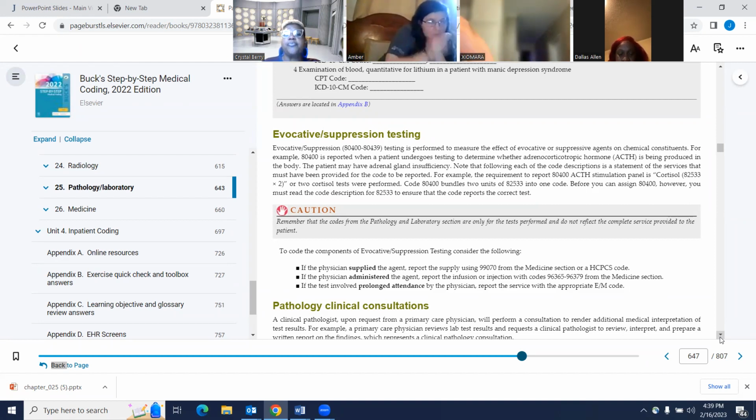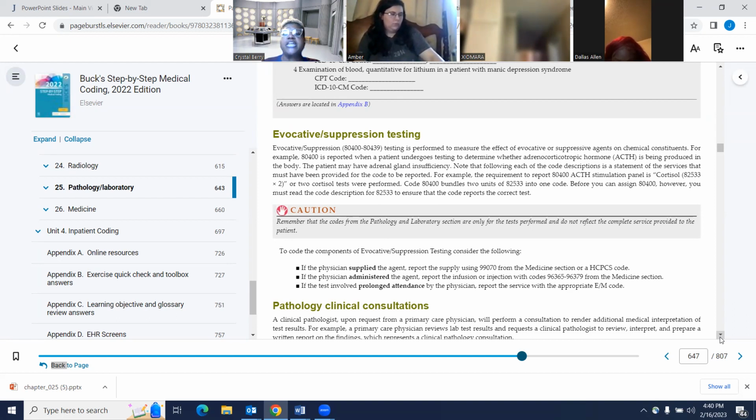So evocative suppression is 80400 to 80439. Testing is performed to measure the effect of evocative or suppressive agents on chemical constituents. For example, 80400 is reported when a patient undergoes testing to determine whether adrenocorticotropic hormone, ACTH, is being produced in the body. The patient may have adrenal gland insufficiency.